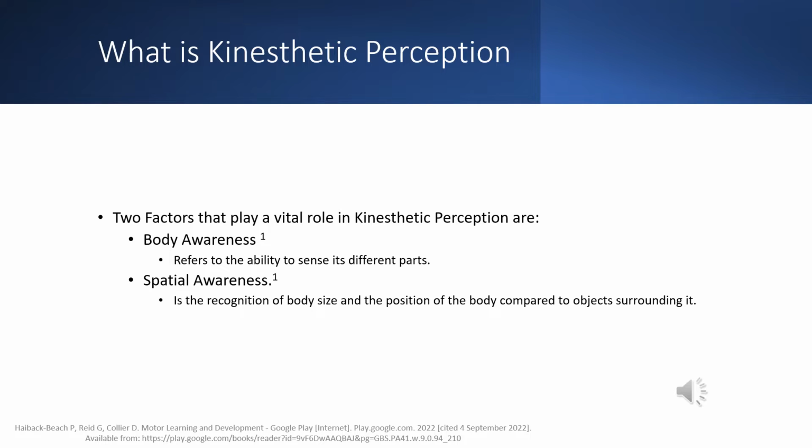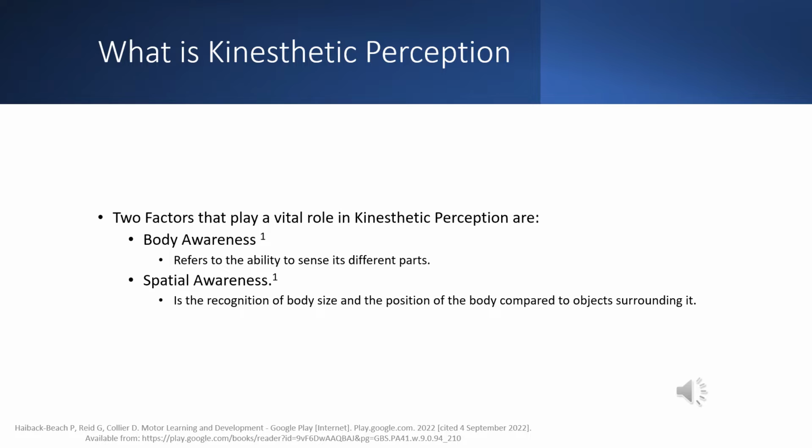So, to optimally develop body awareness, you as a practitioner need to instruct children by asking them where the specific body components required to perform the task are and what they are required to do to perform the task at hand. Okay, spatial awareness is the recognition of body size and the position of the body compared to objects surrounding it. Spatial awareness is optimally developed when you as a practitioner give activities to children, such as placing objects in storage compartments that are similar in shape and size.